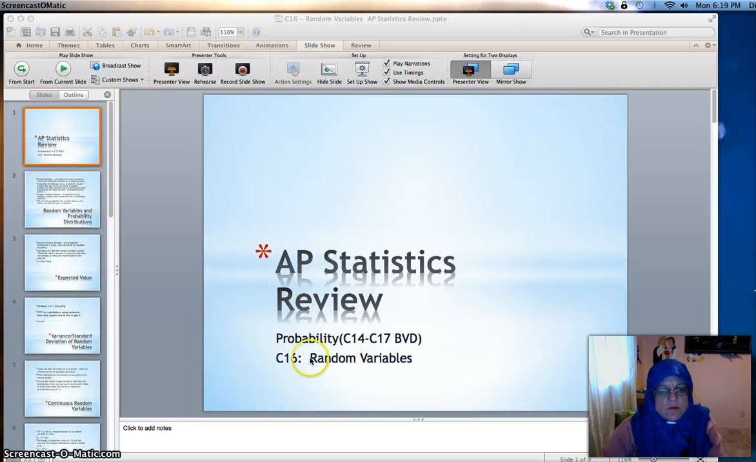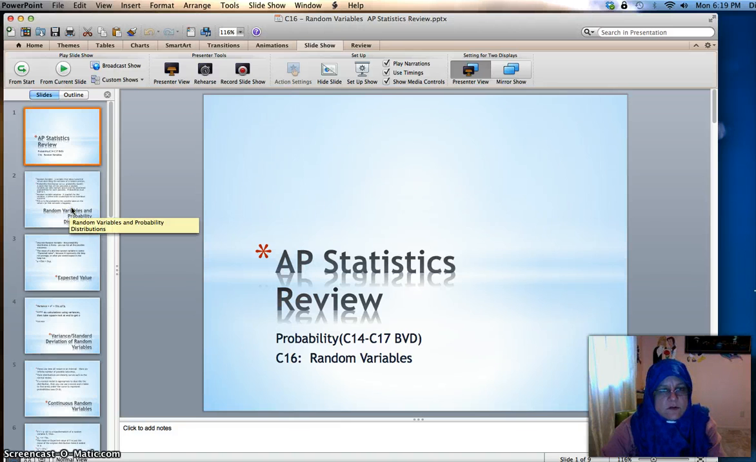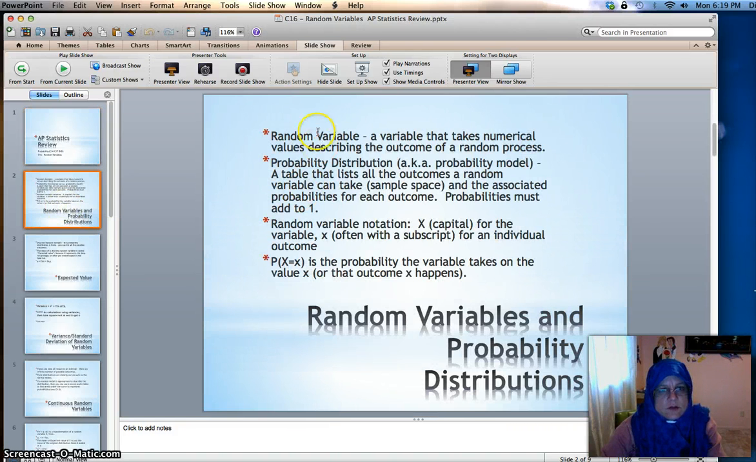All right, now we're going to review chapter 16, which is about random variables. So first let's discuss some terminology. What is a random variable? That is a variable that can take on numerical values describing the outcome of a random process. So for example, we could talk about a random variable that represents the outcome of rolling a die.